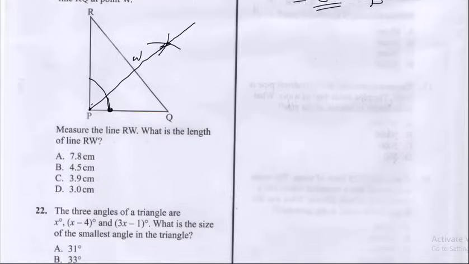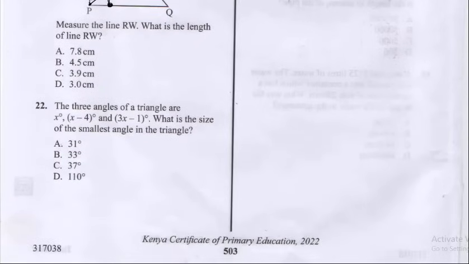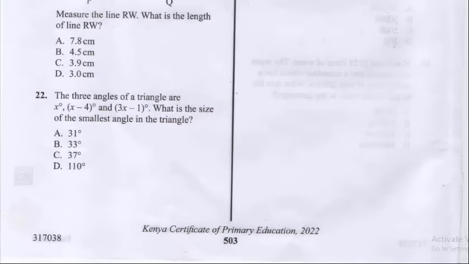Okay, so question 22 says, three angles of a triangle are x, x minus 4 and 3x minus 1, what is the size of the smallest angle in the triangle? Now you need to know that this is your triangle, and let's say it's a scalene because all the sides are not equal. This is not equal to this, and it's not equal to this. So here is x, here is x minus 4, and here is 3x minus 1.